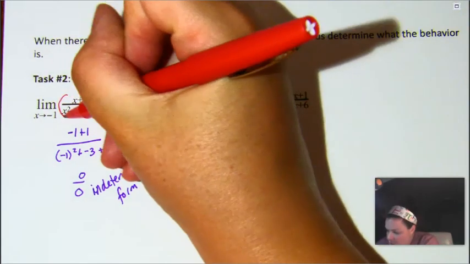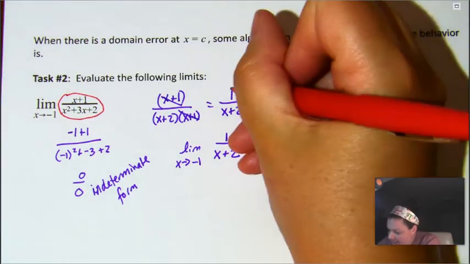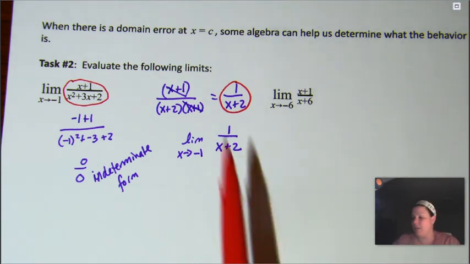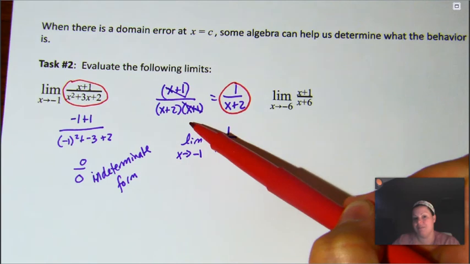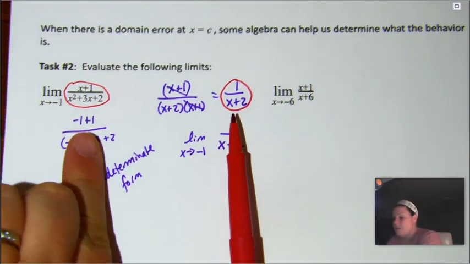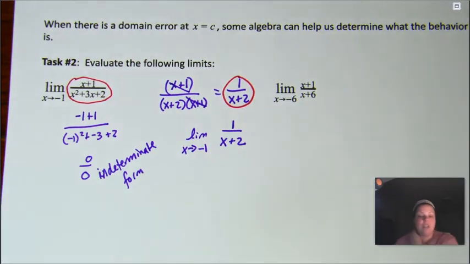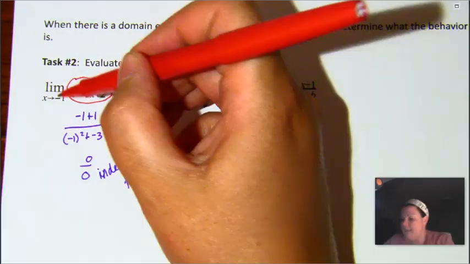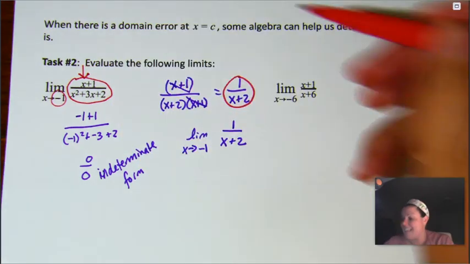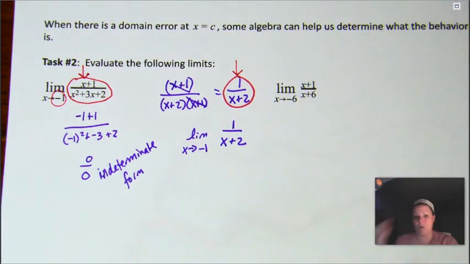This function right here and this function right here are exactly the same, except for one key point: x equals -1, the thing that you canceled. That particular spot is a domain error, but otherwise these two functions circled in red are identical to each other. They're completely the same. So what happens at -1 on this first one is going to be exactly the same as what happens at -1 there.